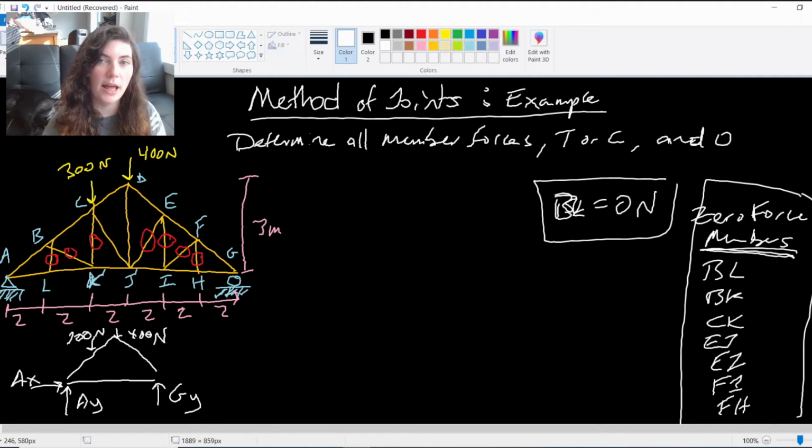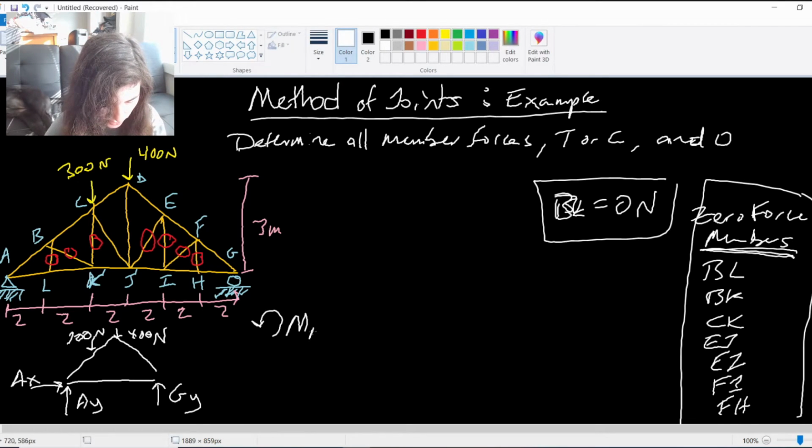I'm going to go ahead and apply my equilibrium equations to solve for what these reaction forces are. Typically we want to start with a moment. It's going to get rid of most things. If I take a moment about A, then my only unknown is going to be Gy.